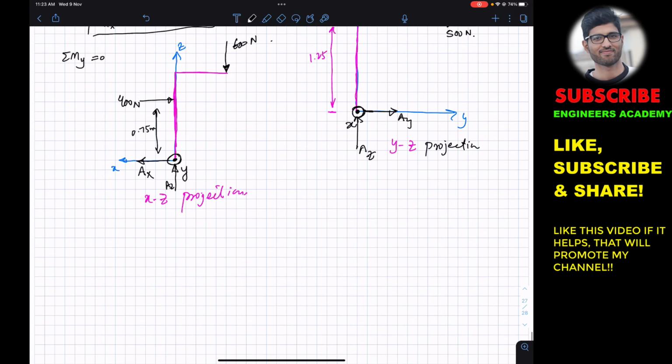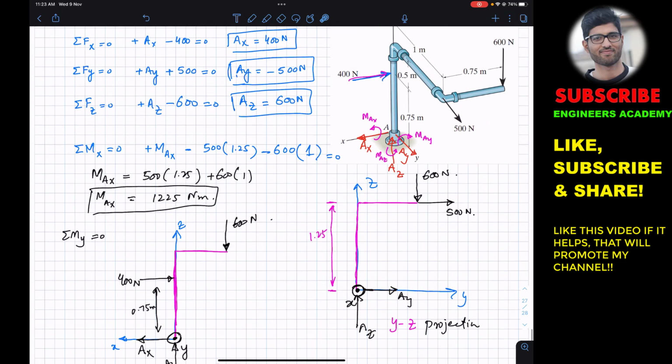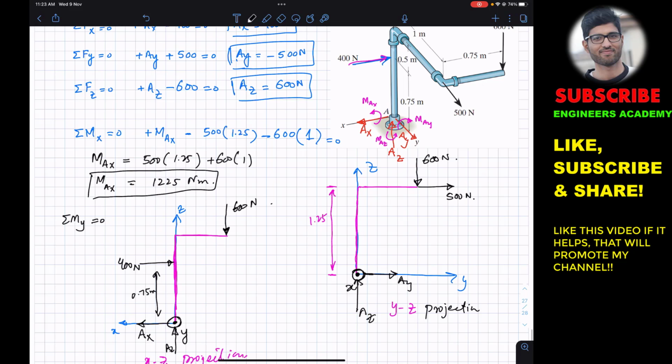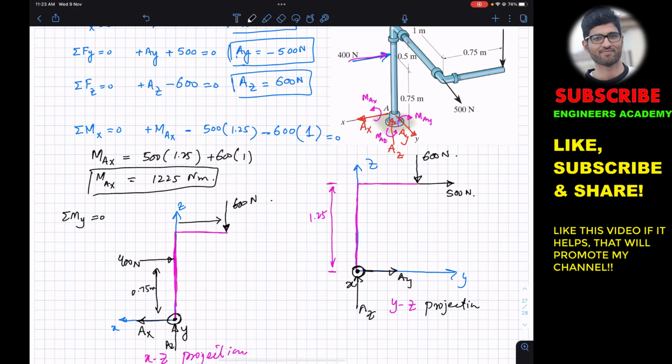Now, considering this particular diagram, we are going to apply the summation of moment about the y-axis. Again, the y-axis is out of the screen. As we can see, this 400 Newton force is producing a clockwise moment, and this 600 Newton force is producing a clockwise moment. Now, this 600 Newton force is at a distance of 0.75 since we have drawn this free body diagram from this side.